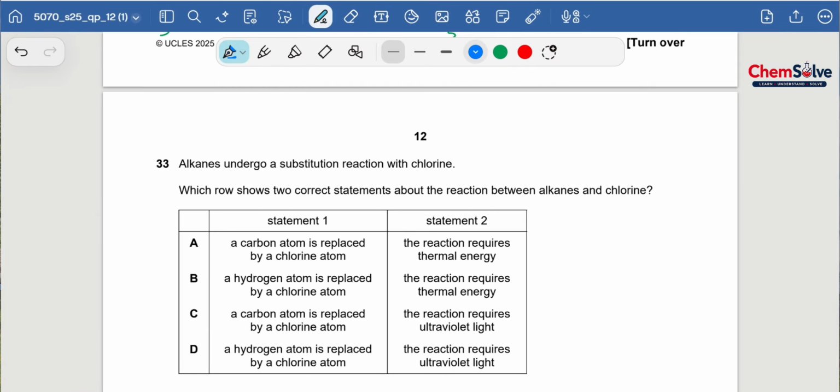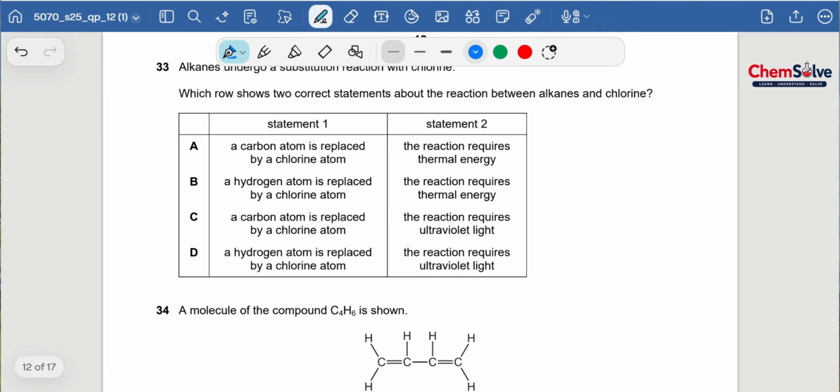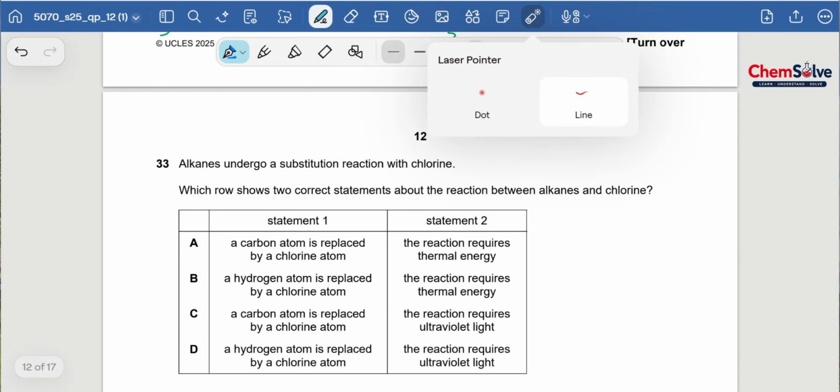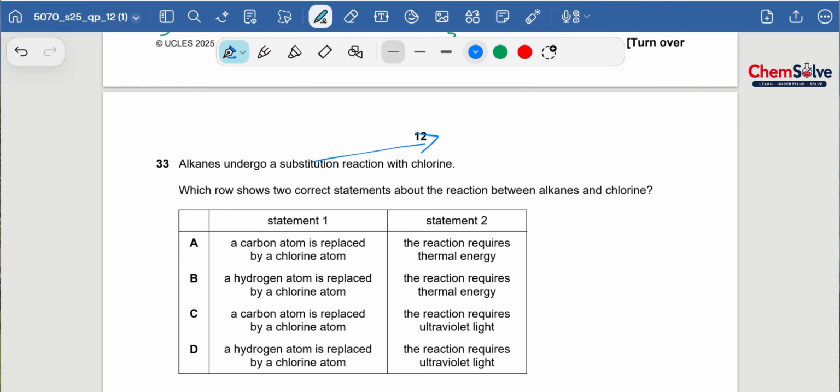Okay, question number 33. Alkanes undergo a substitution reaction. Which row shows two correct statements about the reaction between the alkanes and the chlorine? Okay, so this is the free radical substitution and it needs ultraviolet light. It needs UV light. So this option is incorrect. This option is incorrect. Now the competition is between option C and D.